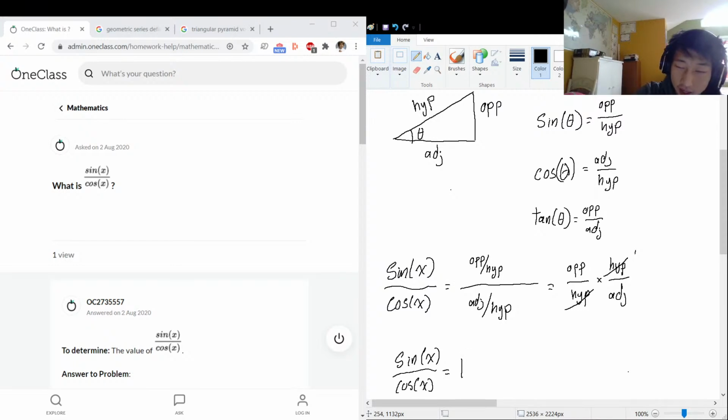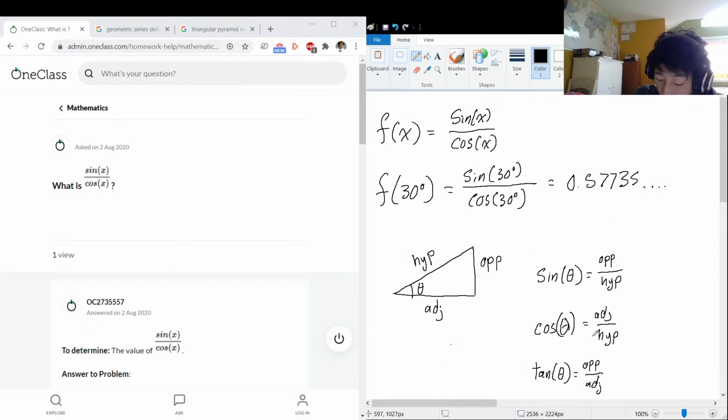I mean, not just 1. 1 times opposite over adjacent. And what does that equal to? Hey, that looks familiar. Tan of x, I guess in this case. So, anytime you see sine over cos, you know that, hey, I could do this manually like this, but why would I when I know that this is really just tan. Tangent.